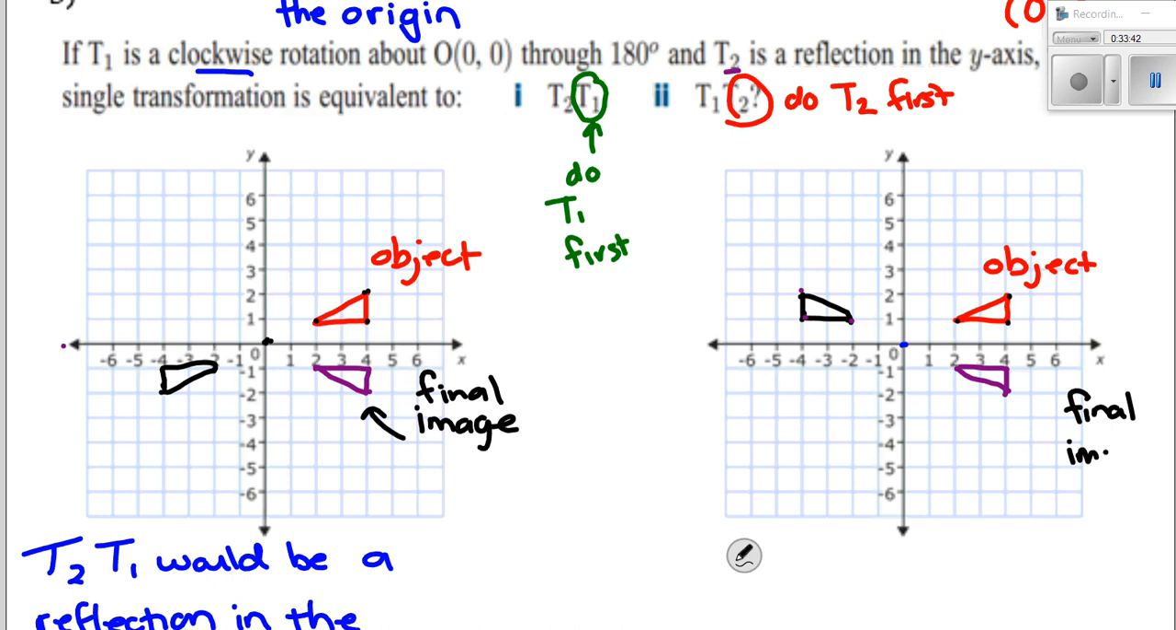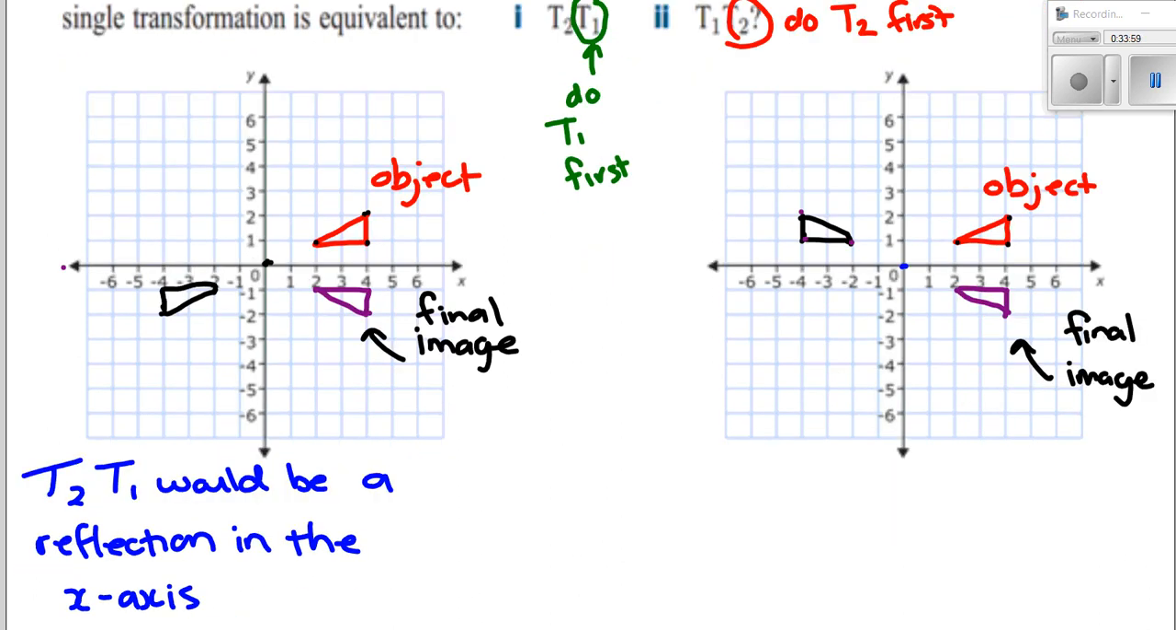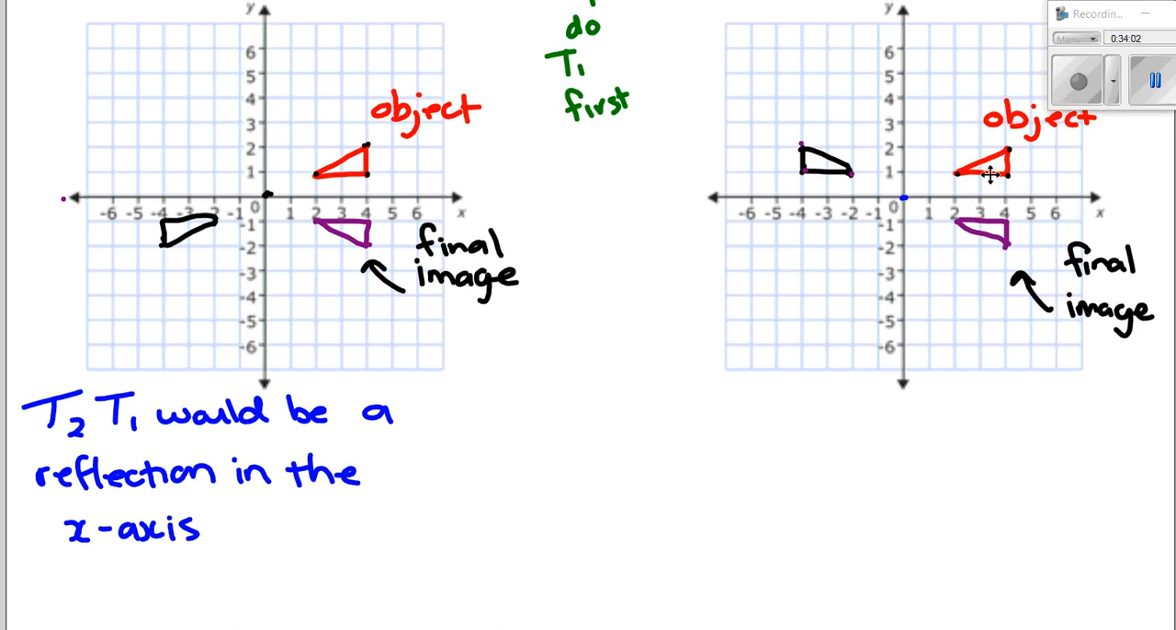Final image. It's good to write that, I know this is obvious, because you might look back on this in a few weeks and just go, I have no idea what's going on on that piece of paper. So then you just realize maybe you went from the red to the black one to the purple one. And write little notes to yourself about that. So they are asking us, what's a single transformation that describes going from the red to the purple?